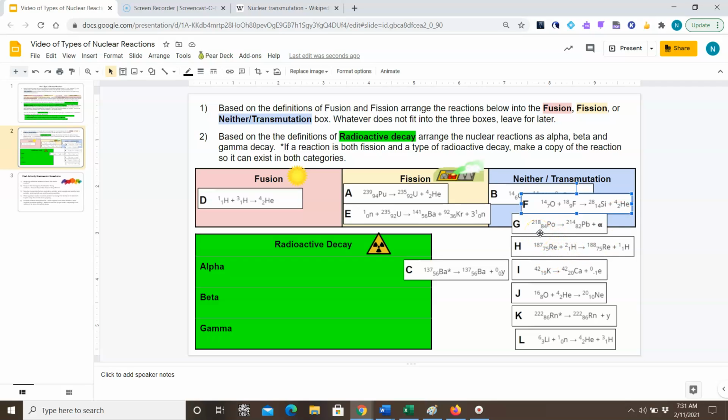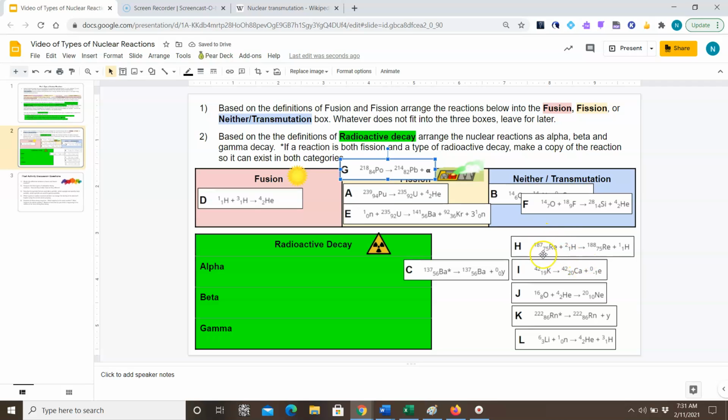Let's take a look at G. We have polonium-218 and lead-214, plus an alpha particle, which, by the way, is equivalent to a helium-4 nucleus. So where would this go? You got it. It goes under fission. You have one larger nuclei splitting into two or more smaller nuclei. An alpha particle is a helium nucleus, so that works.